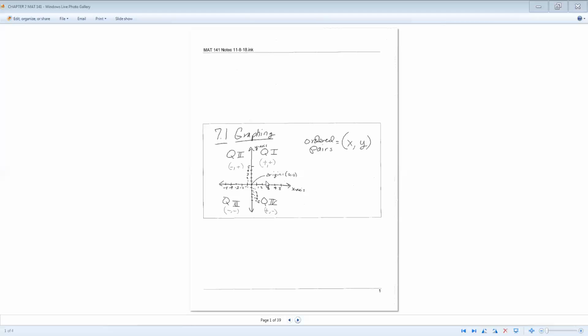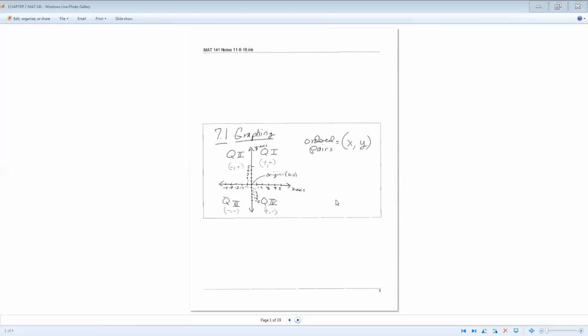They're split up into 4 quadrants going counterclockwise. Quadrant 1, quadrant 2, quadrant 3, quadrant 4. So to get into quadrant 1 is 2 positive moves. Quadrant 2 would be a negative move, then a positive move. Quadrant 3, 2 negative moves. Quadrant 4, you will go positive and then negative.